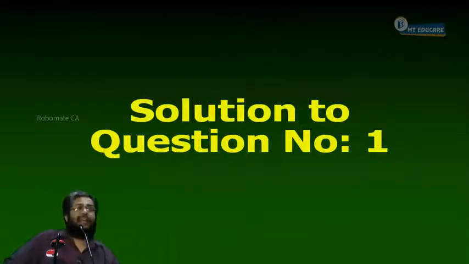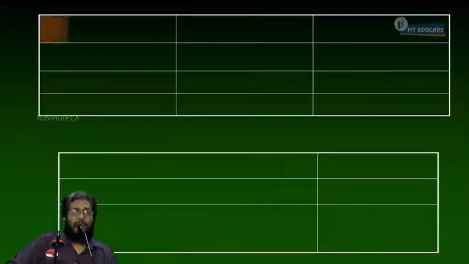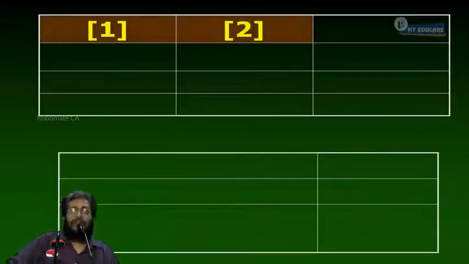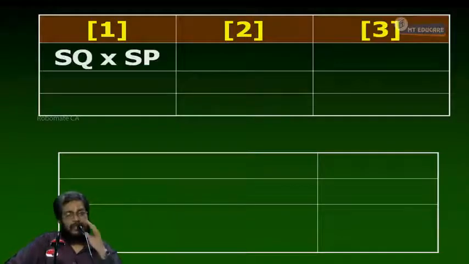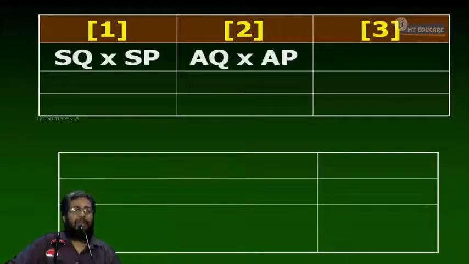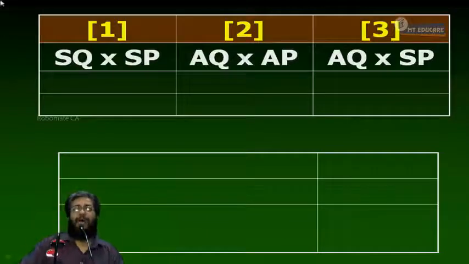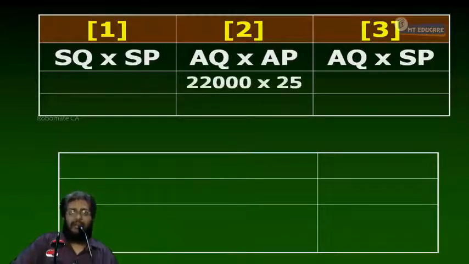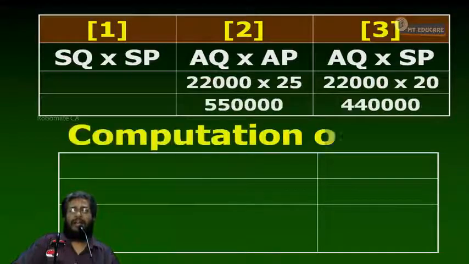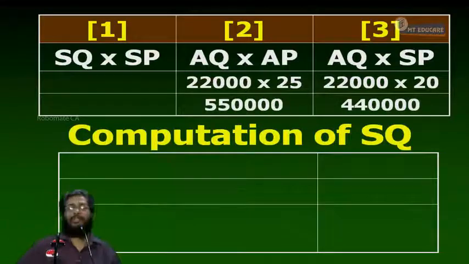Now, how many steps are there here? 2 steps. What is step 1? First column: AQ into AP. AQ into SP. What is AQ? 22,000 kgs. What is the actual price? What is the standard price? And here I have to find out the standard quantity. What columns should I have?